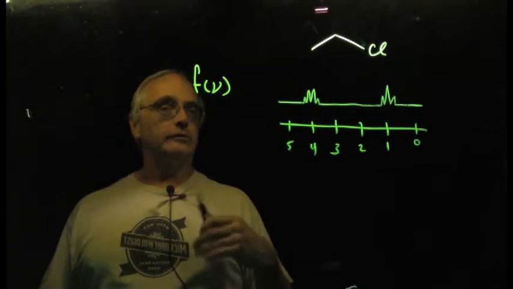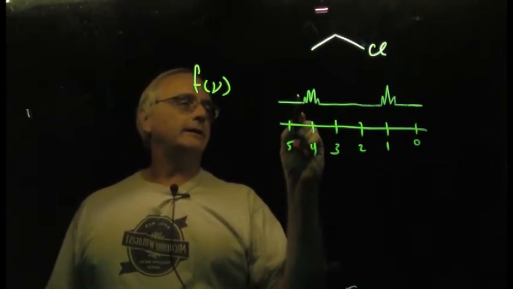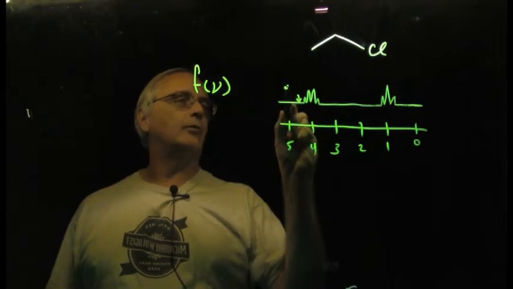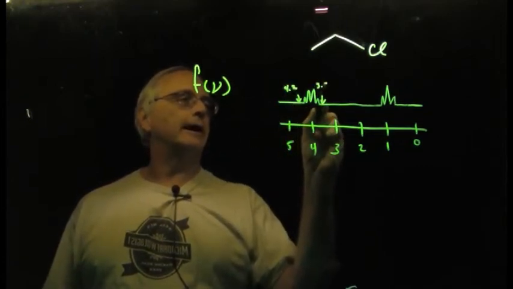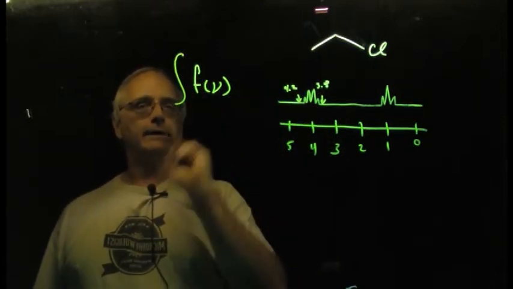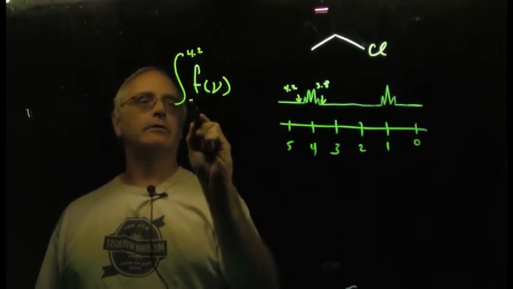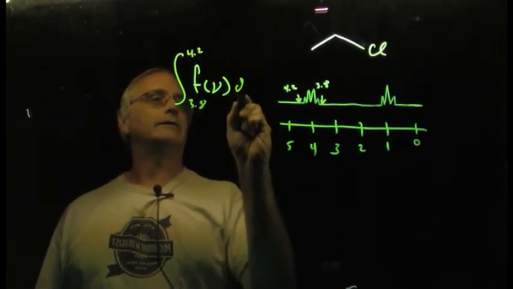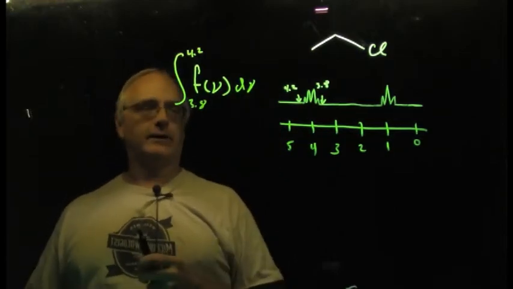What you do is you literally integrate the spectrum. You tell the computer, start here, let's say at 4.2, and go down to here, and I'll just mark it as 3.8. You literally mathematically integrate, a definite integral, from 4.2 to 3.8, that function. Okay? So you carry out mathematically this process.